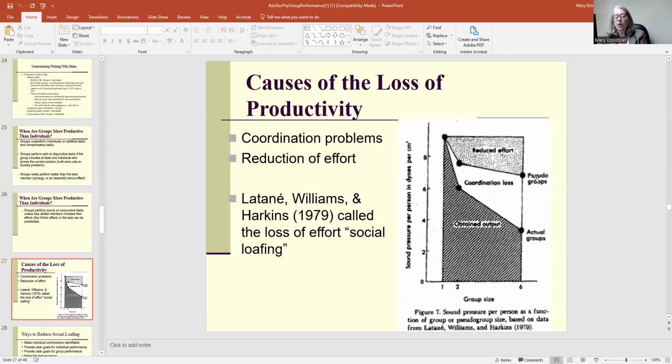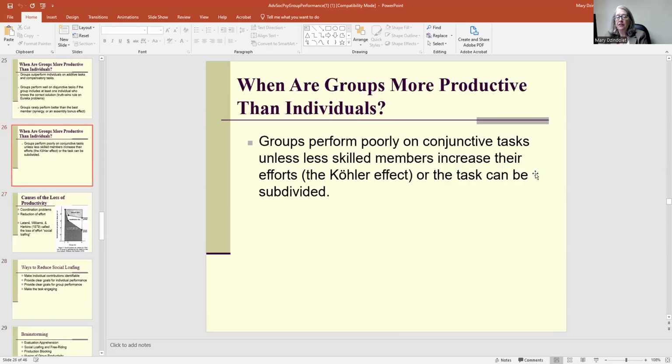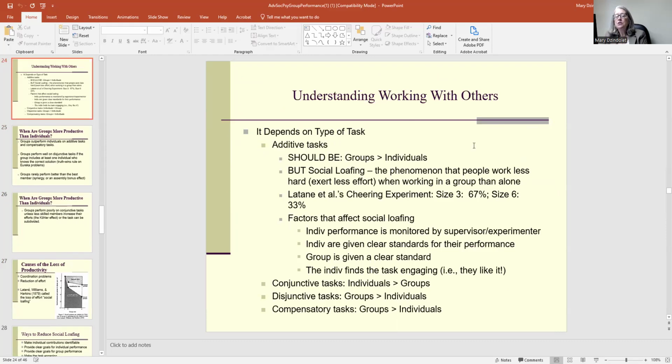In addition, I want to talk about social loafing now. Before I talk about getting rid of it, let me talk about what it is. Social loafing is the phenomenon that people exert less effort when they're working in a group than when they're alone. Latané and his colleagues were among the first researchers to study this, and he has this classic experiment that everyone talks about. It's a cheering experiment. They were pseudo groups.